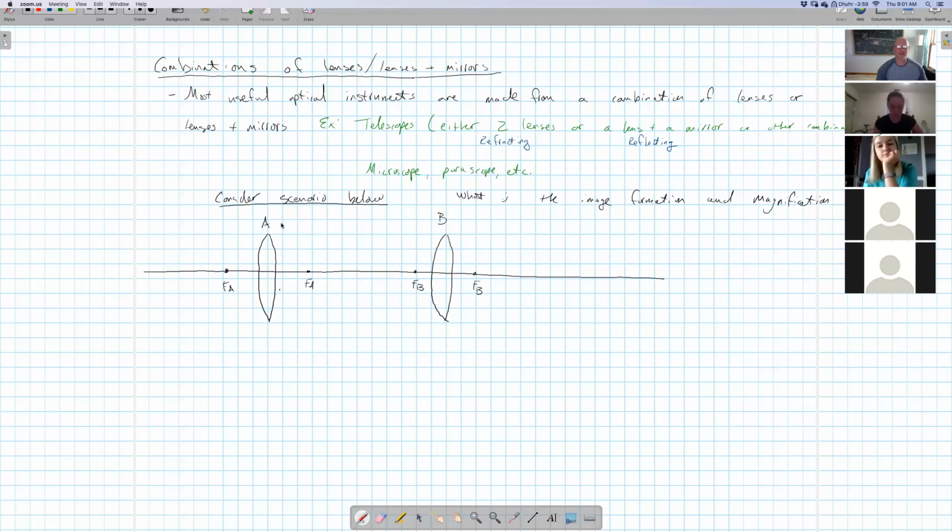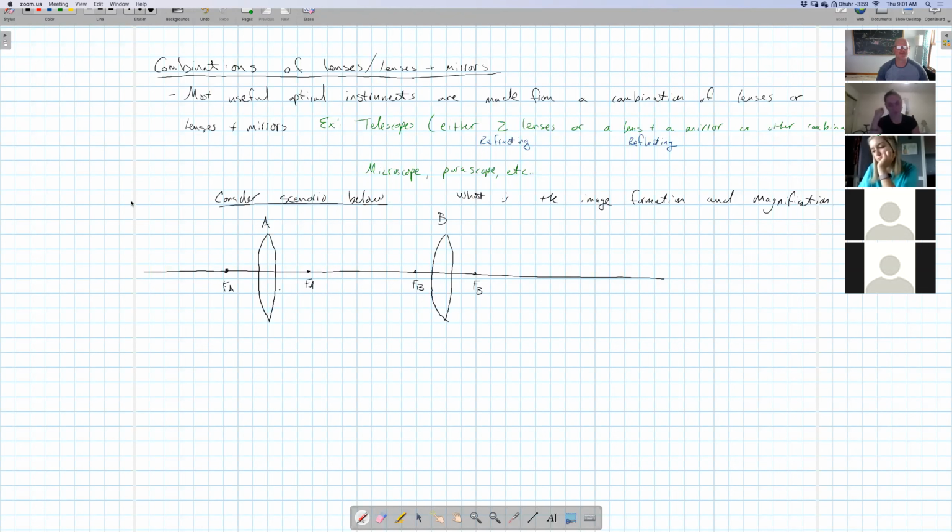The first thing I want to talk about is combinations of lenses, or combinations of lenses and mirrors. The importance of this is that almost all useful optical instruments are made up from combinations of lenses or combinations of lenses and mirrors. You could have many, many different options.